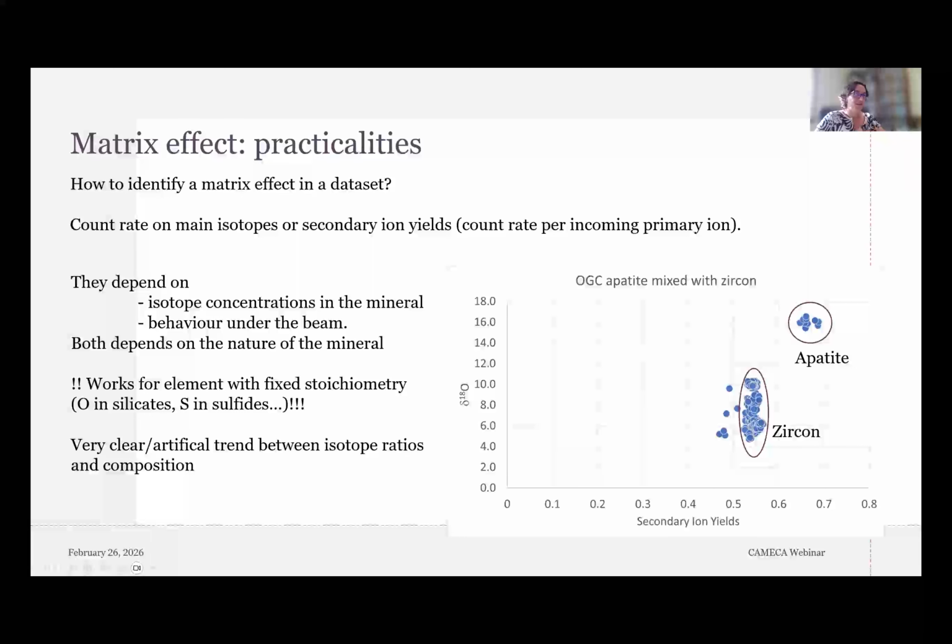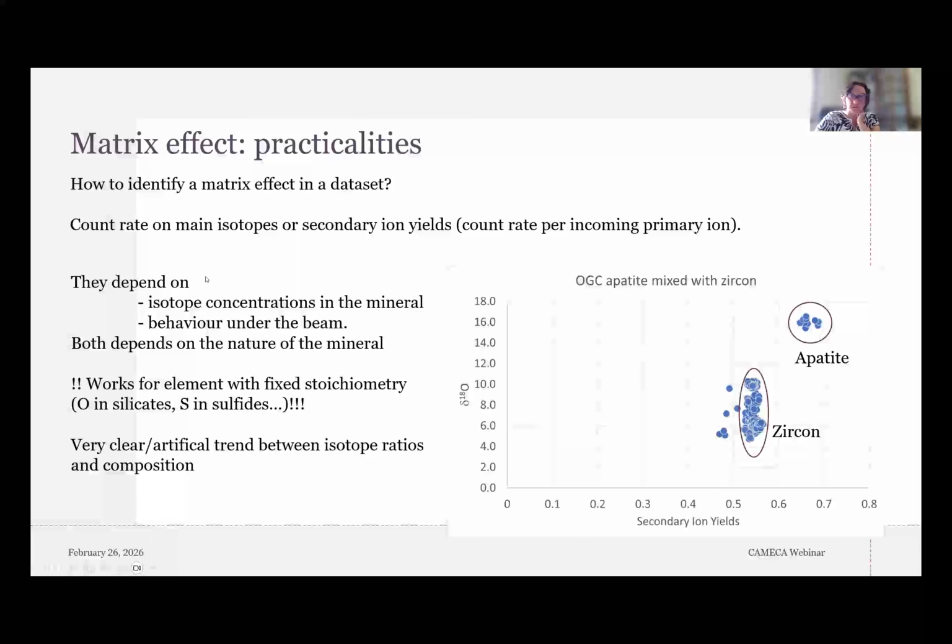So here, for example, we have a data set where this is OGC, a quite famous zircon reference material for uranium-lead and oxygen isotope analysis. OGC is often contaminated by a few apatite grains. You can really tell from the data that this is not all zircon, because we see here the secondary ion yields are very different between apatite and zircon, and the oxygen isotope is also very different.